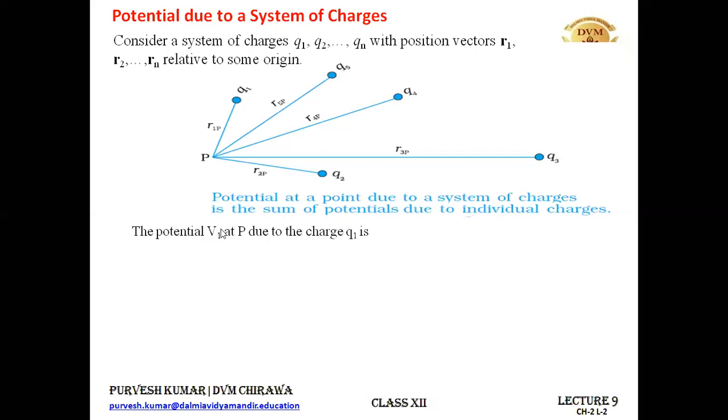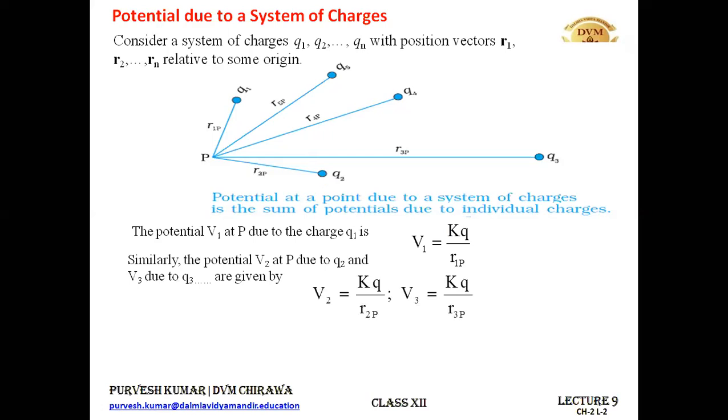So what we'll be doing? First we need to find the potential V1 at point P because of the charge Q1, then because of Q2, then Q3, and up to Qn, and then we need to take the algebraic sum of them. The electric potential V1 at P because of the charge Q1 can be written like this: V1 is equal to KQ1 upon R1P. Similarly, the electric potential at point P because of the charges Q2 and Q3 can be given as KQ2 upon R2P, and V3 is KQ3 upon R3P, up to the nth charge. For the nth charge, it will be KQn upon RnP.